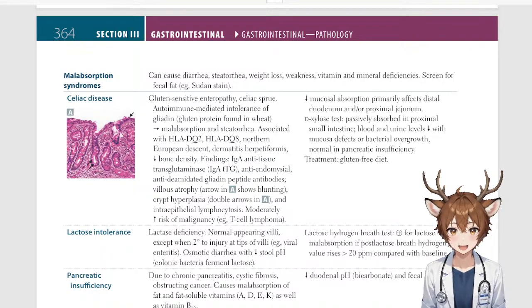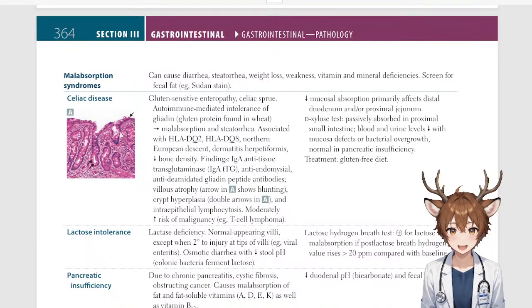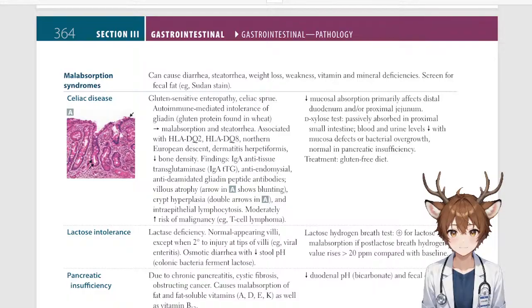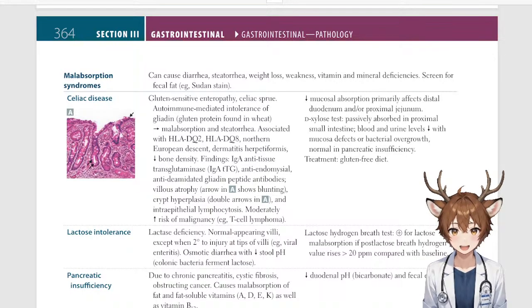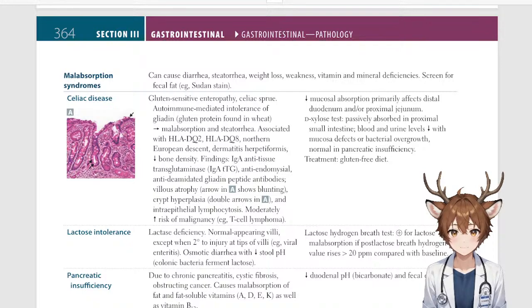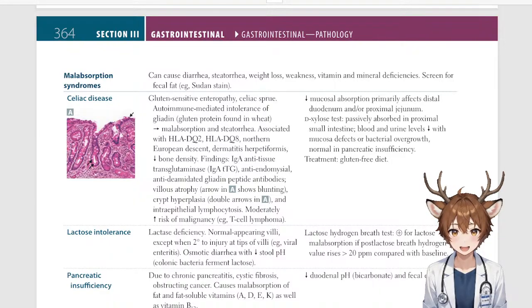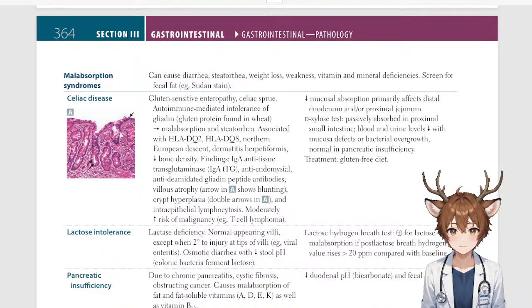D-xylose test would be abnormal. Serology is positive for IgA anti-tissue transglutaminase, IgA TTG, anti-endomysial, and anti-deamidated gliadin peptide antibodies. Histology, loss of villi, mucosal atrophy, crypt hyperplasia, intraepithelial lymphocytosis.